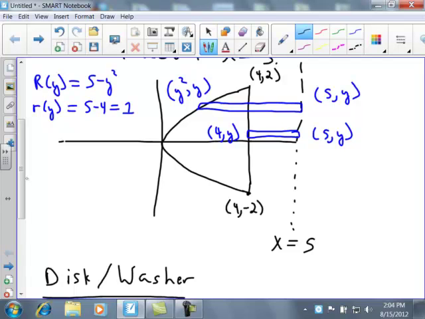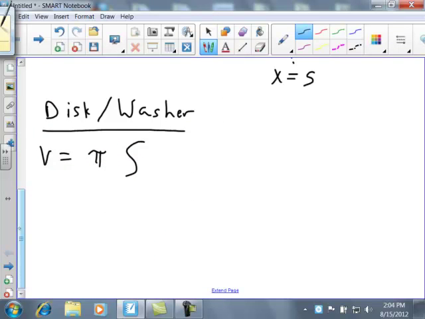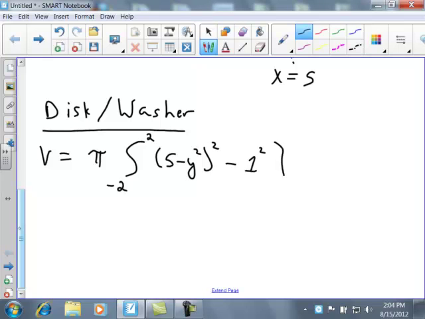Since we're integrating with respect to y, because I'm stacking all my rectangles, or all my radii, horizontally, I'm integrating everything with respect to y. So I'm going from negative 2 to positive 2 of my outer radius, which was 5 minus y squared, that squared, minus my inner radius, which is 1 squared, and all that dy.